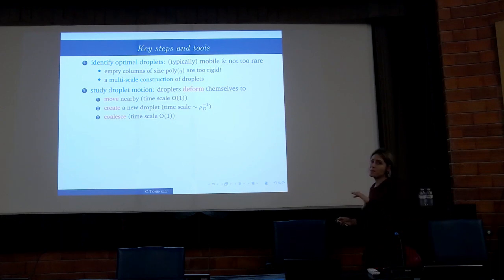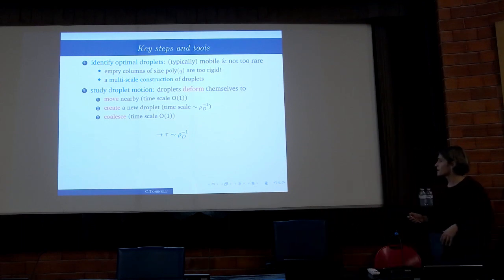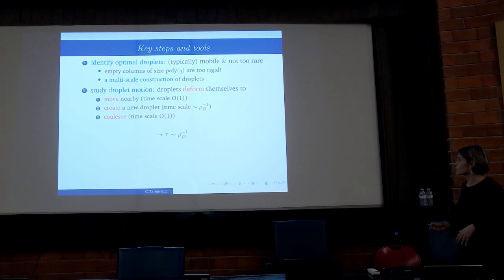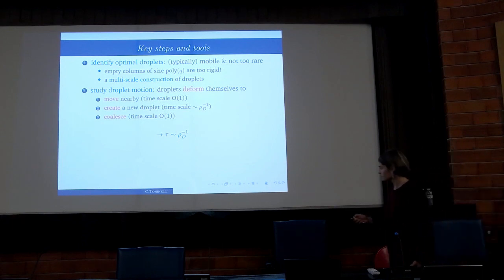So we call this an amoeba-type motion in the sense that they deform themselves, and it is a coalescing and branching simple extrusion process. And we study the typical times for this coalescing and branching extrusion type process, and we find that the times to hit the origin will scale as the inverse density of the droplets, hence the scaling.